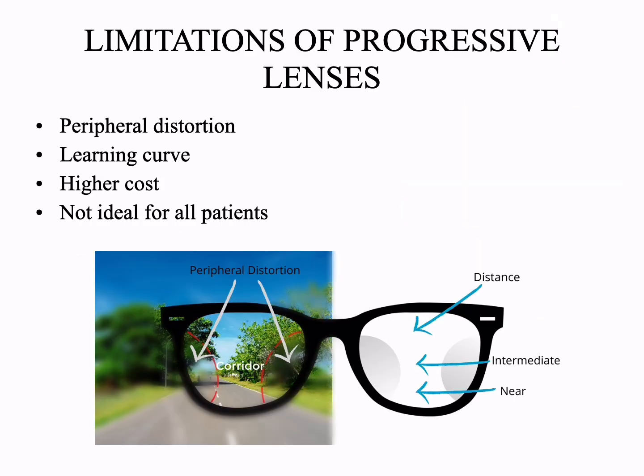So what are the limitations of progressive lenses? Number 1, peripheral distortion. Number 2, learning curve. Number 3, higher cost, and it is not ideal for all patients. You have to select which patients are ideal for progressive lenses.